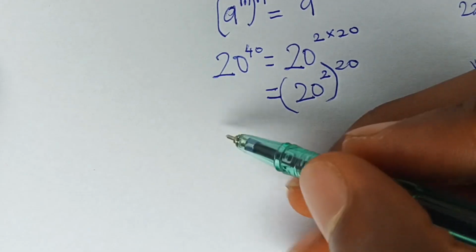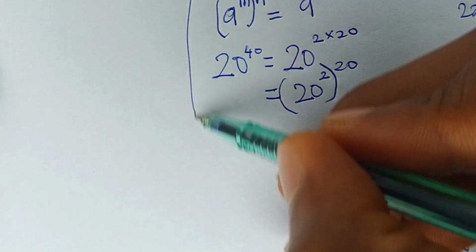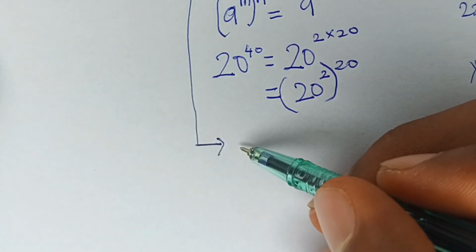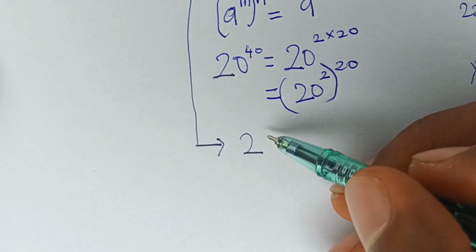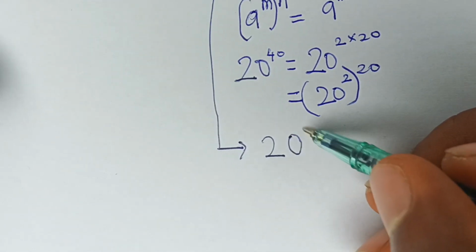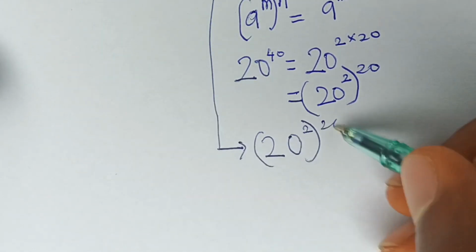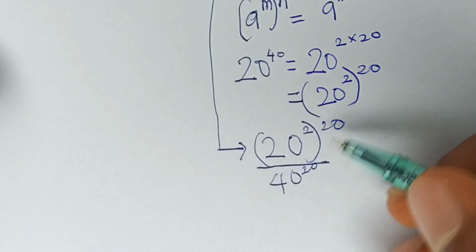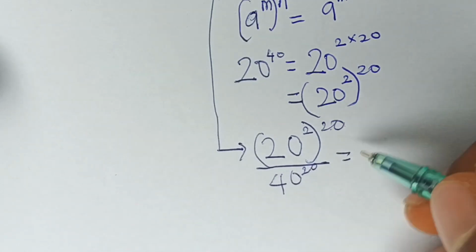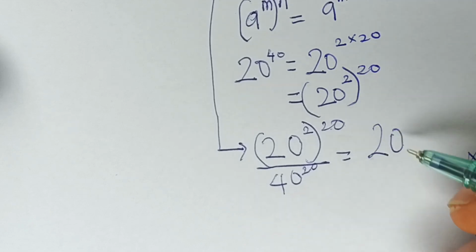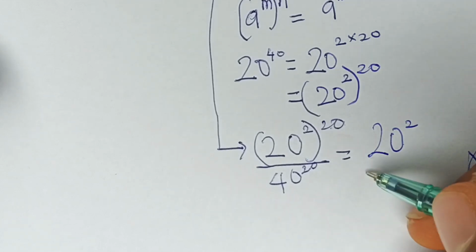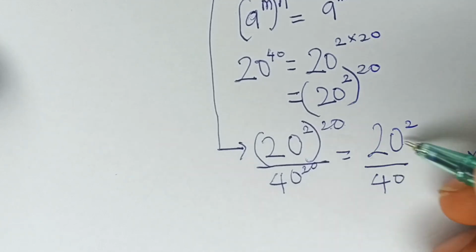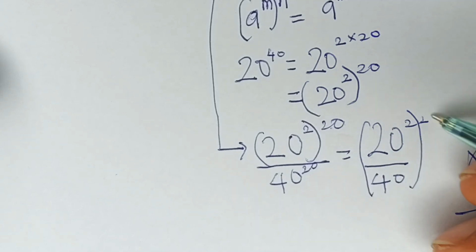I can now substitute this. So, this becomes equal to 20 raised to the power 2, all raised to the power 20, over 40 raised to the power 20. Since the powers are the same, I can join this together as 20 raised to the power 2 over 40, all raised to the power 20.